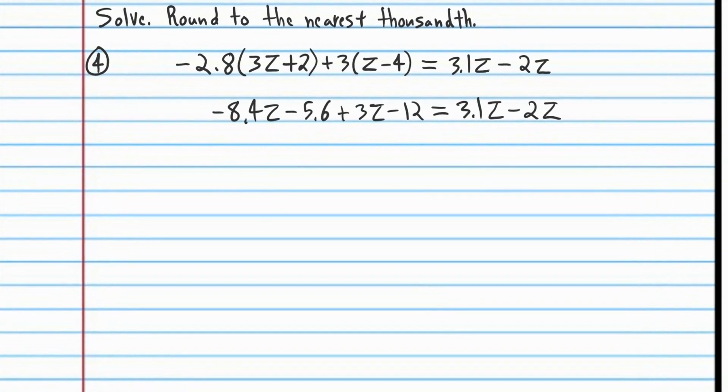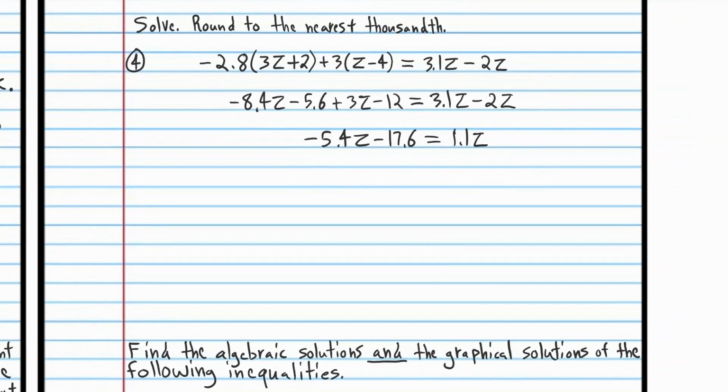So now we're going to simplify. Negative 8.4z plus 3z is going to be negative 5.4z, and negative 5.6 plus negative 12 is negative 17.6, and 3.1z minus 2z is 1.1z. So just double checking that.